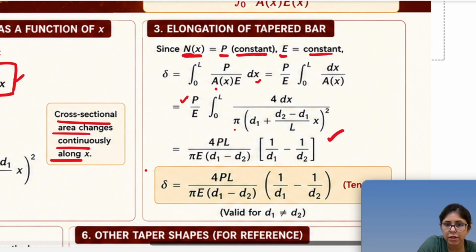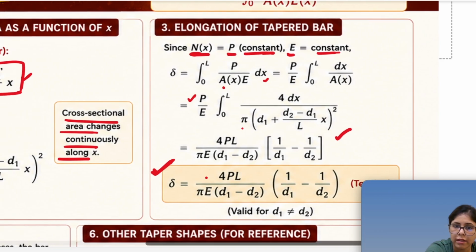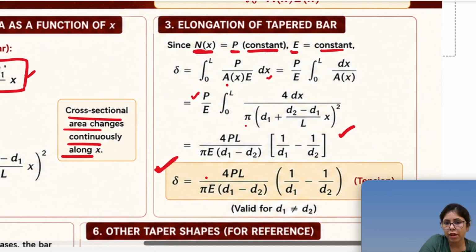So this is the deformation which comes in a tapered bar, under tension, right? So it's valid when d1 is not equal to d2. That's the condition of tapered, right? If it becomes equal, that means it's not tapered and the equation will not be valid. So this is the final deformation of a tapered bar, right?